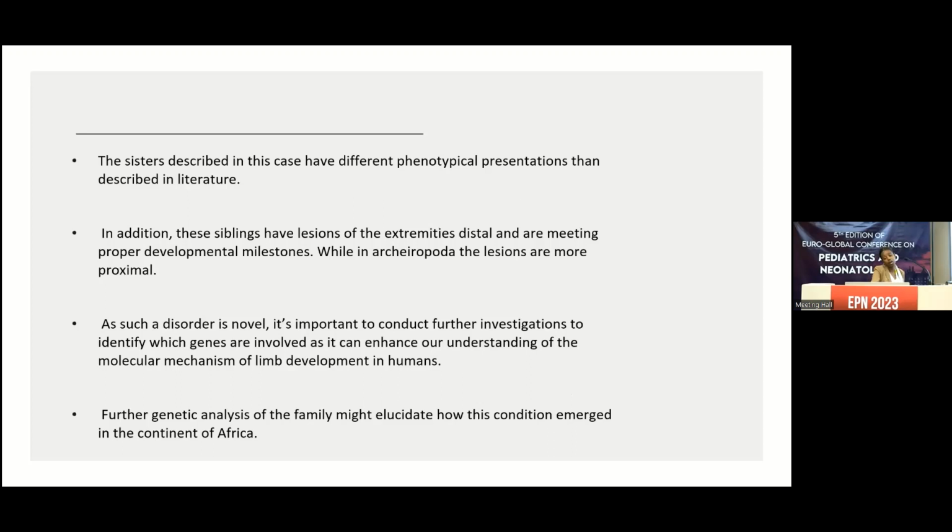The sisters described in my case have a different phenotypic presentation than acheiropodia described in the literature. In addition, the siblings have a lesion of the extremities, distal, and they are meeting normal developmental milestones, while in acheiropodia, the lesion is more proximal. As such, I could say this disorder is novel, and it's important to further investigate to identify which genes are involved, as it can enhance our understanding of the molecular mechanism of limb development in humans. Also, further genetic analysis of the family might explain how this condition emerged in the continent of Africa.